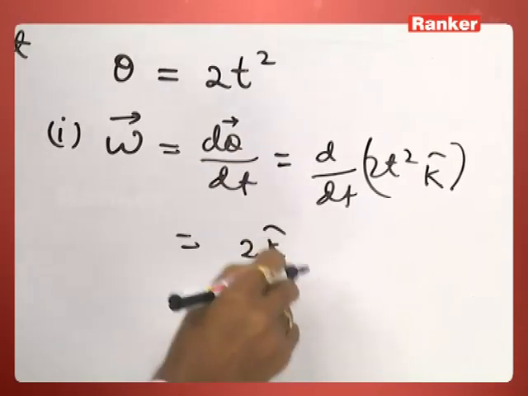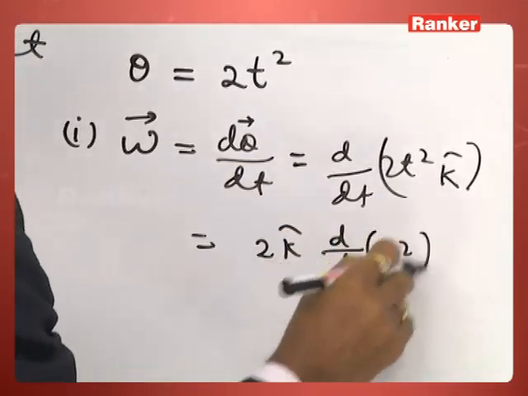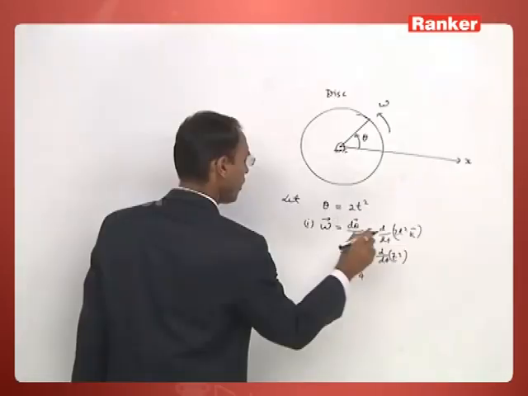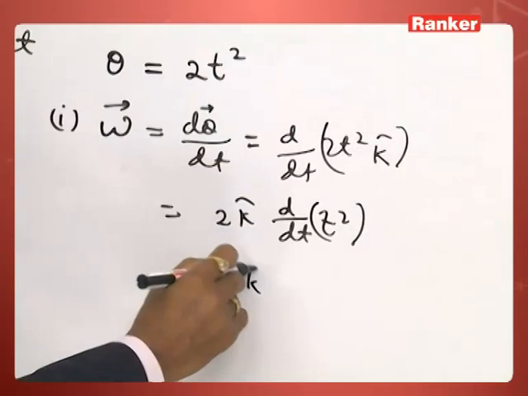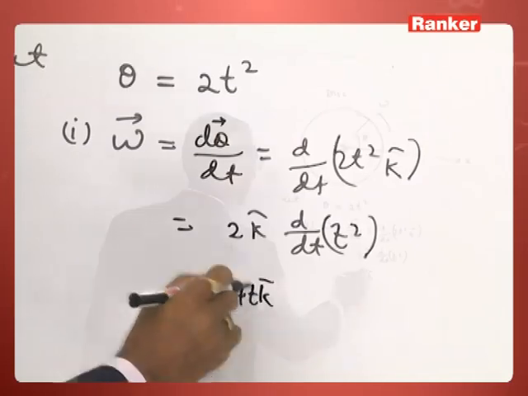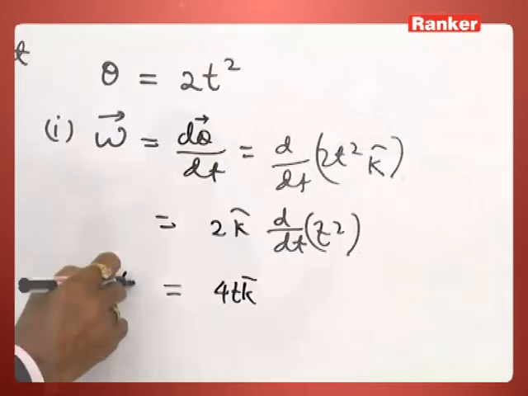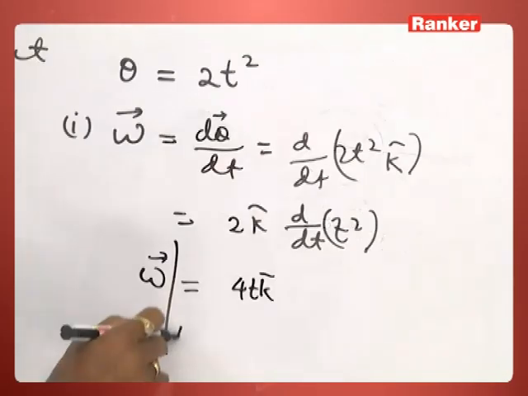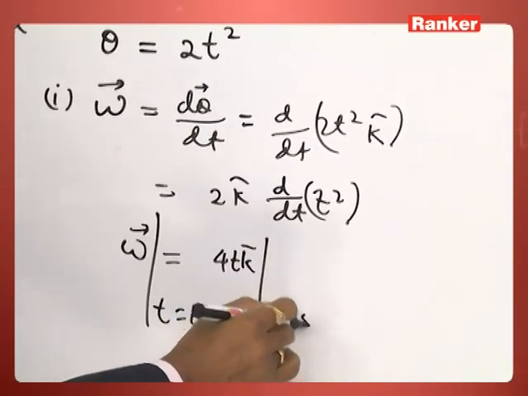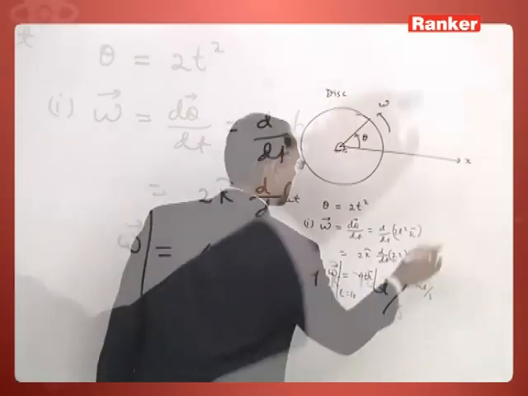To take it out, d by dt of t square. So we are getting 4 kf into t. This is the angular velocity. Suppose at time t equal to 1 second. Put t equal to 1 second. How much? 4 kf radian per second.